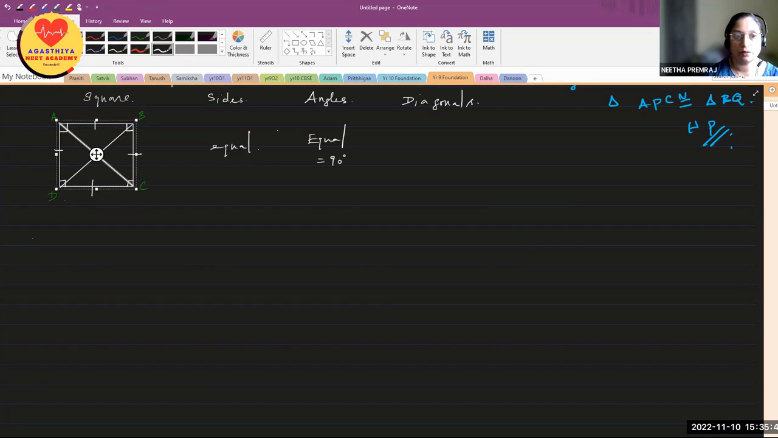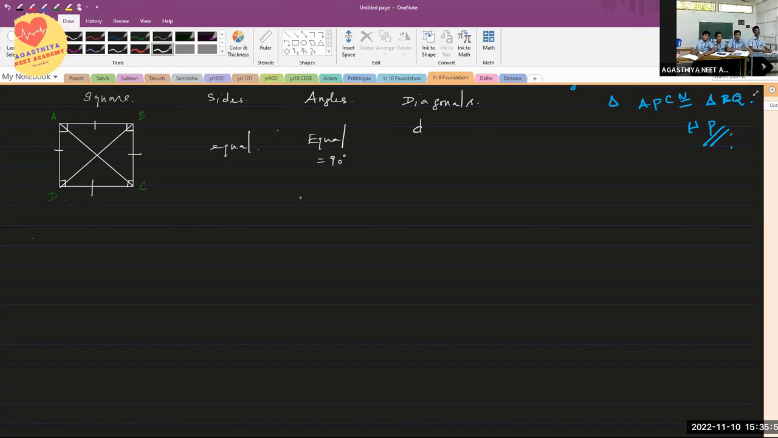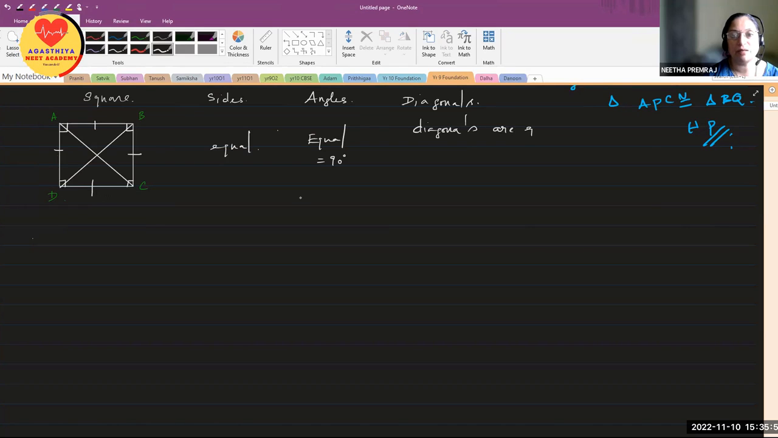What about the diagonals? AC is a diagonal, DB is a diagonal, isn't it? Diagonals are equal, isn't it? Diagonals are equal. Then what else? They bisect, isn't it?